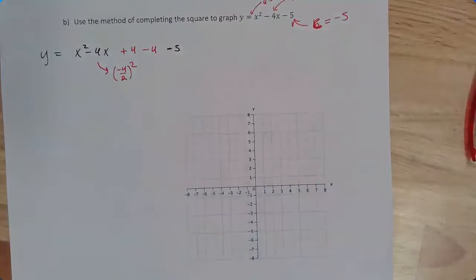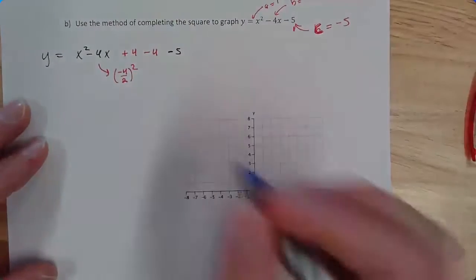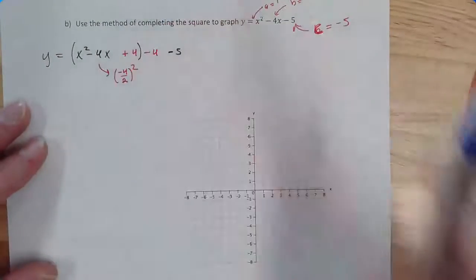This is the same, right? I haven't really changed it. I mean, I know it looks a little bit different, but it's technically the same thing I had before. I just added a 4 and subtracted the 4, but really I haven't done anything to make it different. But now here's what we're going to do. We're going to group this part off on its own.